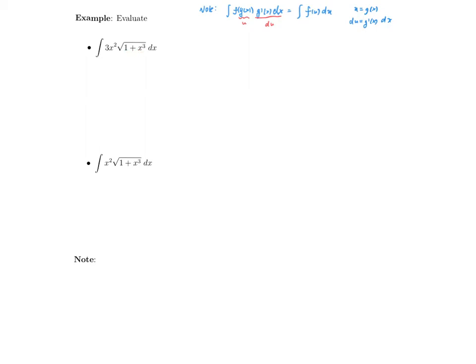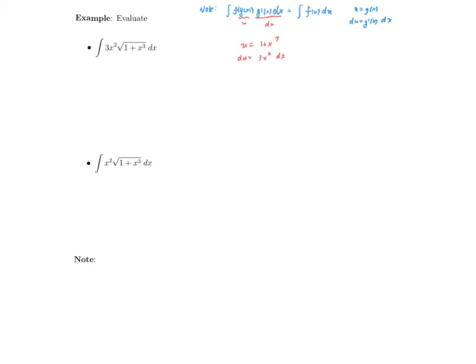1 plus x cubed is inside the square root function. So let's go ahead and try u equals 1 plus x cubed. And I say try because there's never any guarantee until we calculate out du and see if we can rewrite this integral involving all x's so that it only involves u's. So du would be the derivative of 1 plus x cubed, 3x squared, times dx.